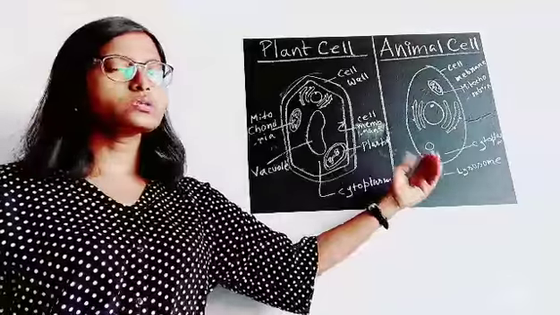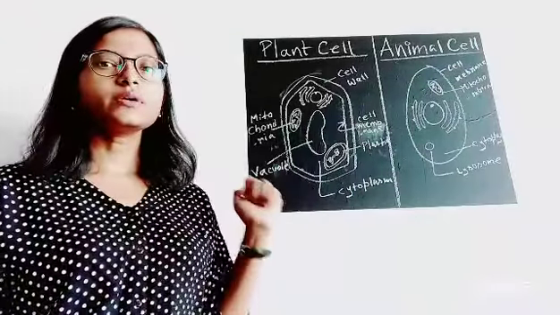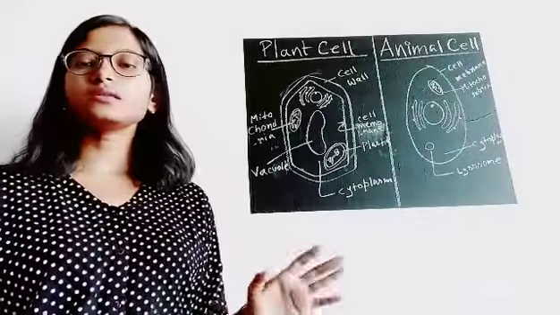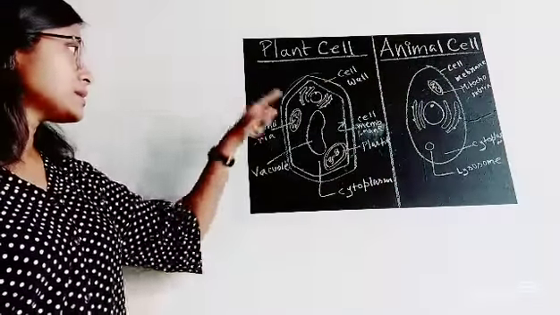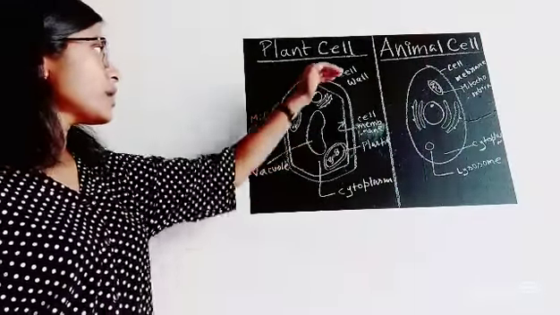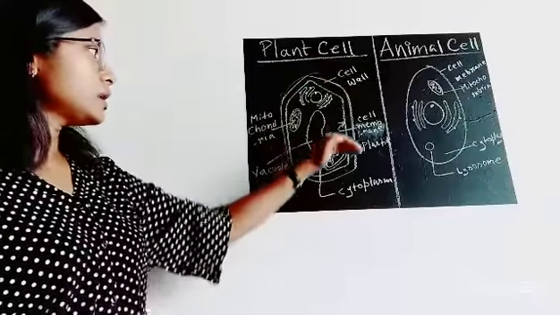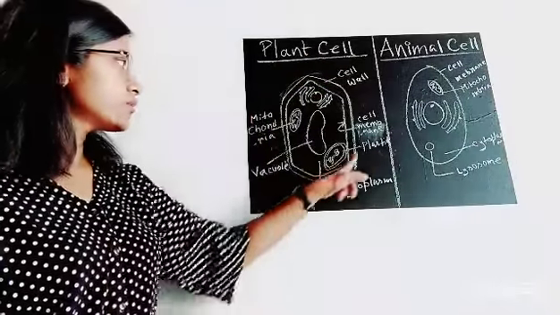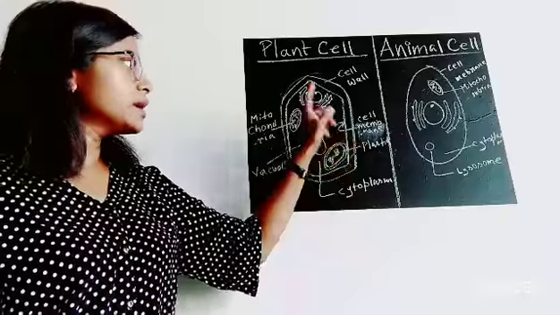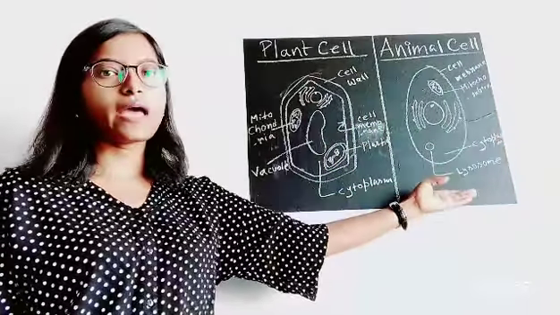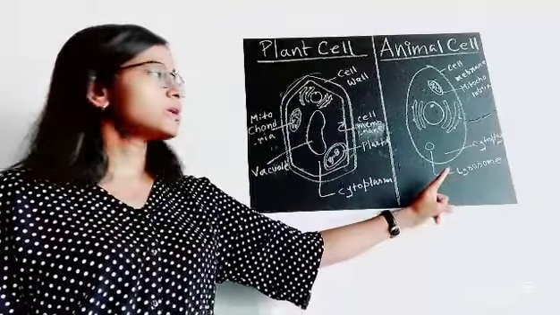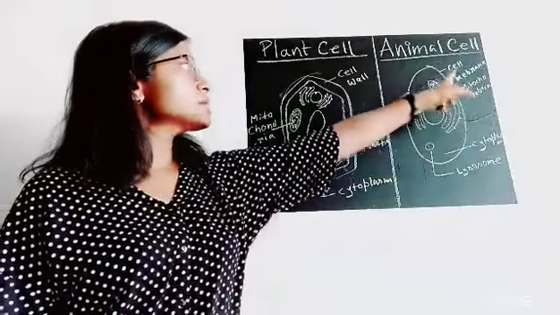Okay, so for animal cells, there is no cell wall. Animal cells don't have any cell wall. Okay, the next one is for plant cells. After the cell wall, they have a covering which is called the cell membrane, and this is also the same for the animal cell. The outer covering is called the cell membrane.